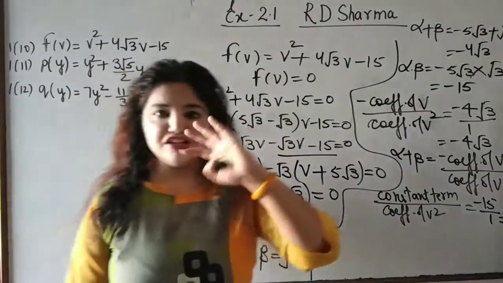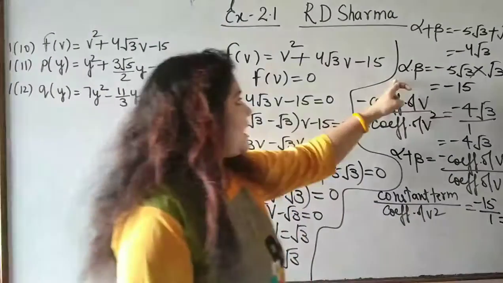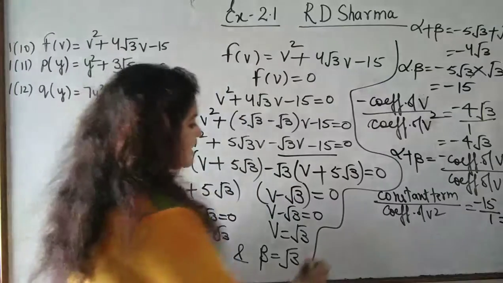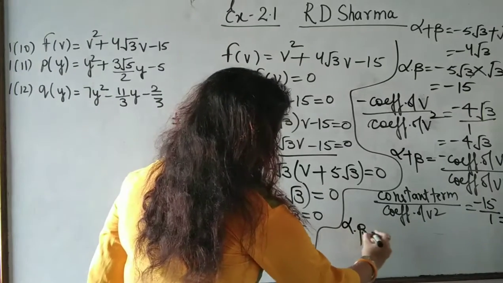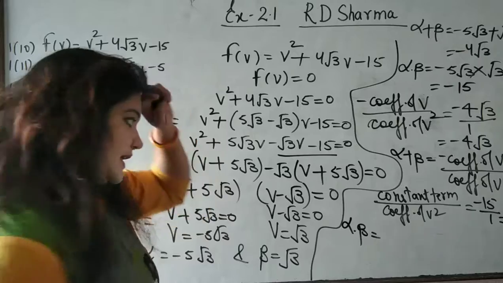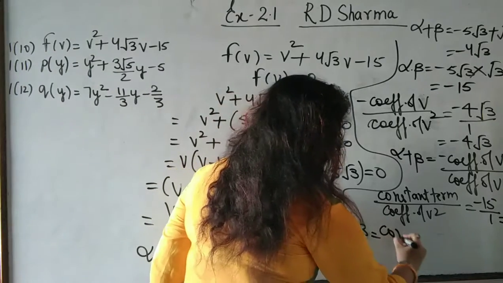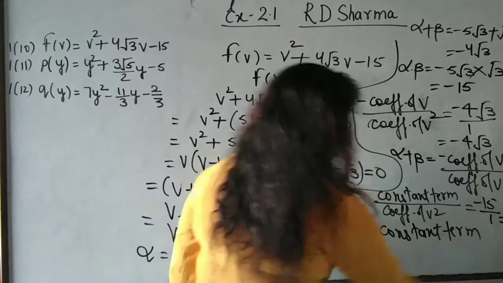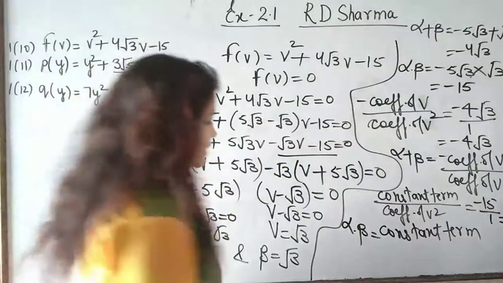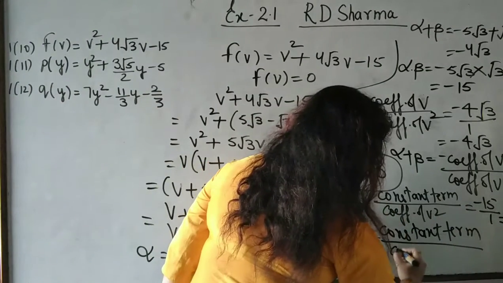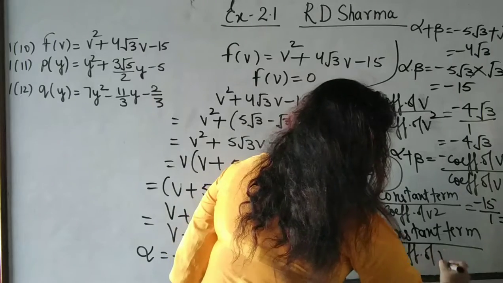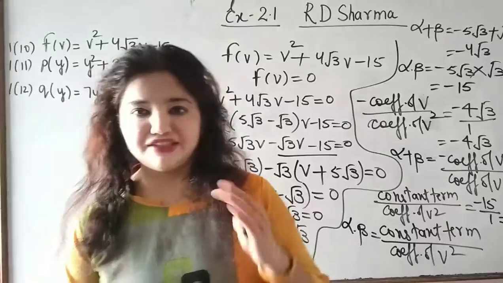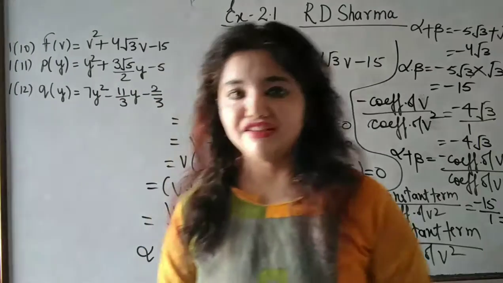So we just verified the relation. Alpha into beta is equal to constant term upon coefficient of v square. Here we will write this. Alpha into beta is equal to, what will you write? Constant term, okay? Constant term upon coefficient of v square. That's it, okay? So we just calculated the zeros of the polynomial and we verified the relation.